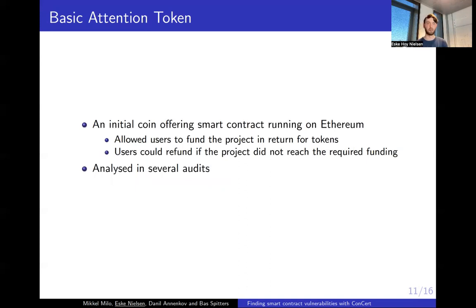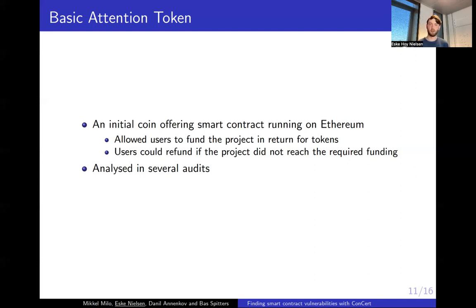One interesting case study is the basic attention token smart contract. This is particularly interesting because it's the only case study in which we found new bugs which hadn't been covered before by anyone. And this was interesting because it's a smart contract which has been out there for a lot of years and has several audits on it. It's also the most extensive case study showing that you can actually find bugs without knowing them beforehand.